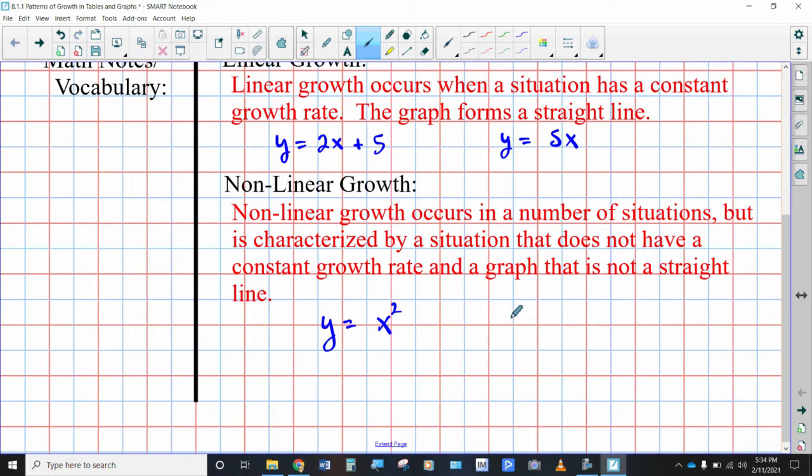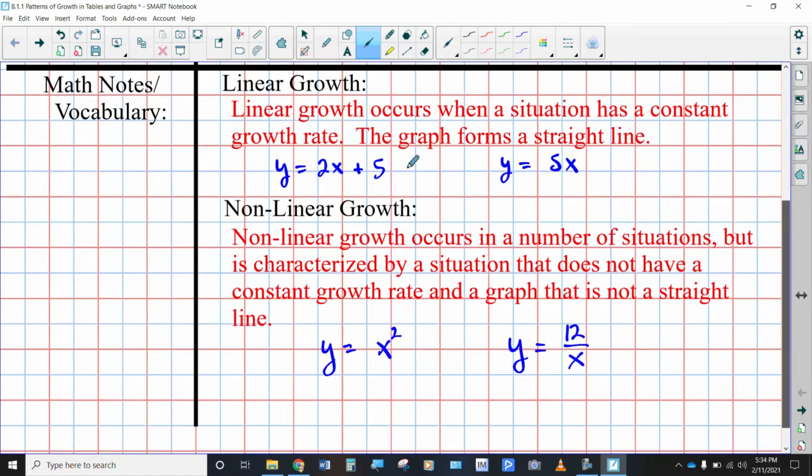Another example of nonlinear growth would be, let's say y is 12 over x. So this particular kind of graph is not a straight line. It does have a curved line shape. So most of the time, in fact all the time, with linear growth your x, your independent variable, is raised to the first power. And you don't see the 1 there, but there's a ninja 1 there. You can't see it, but it is there.